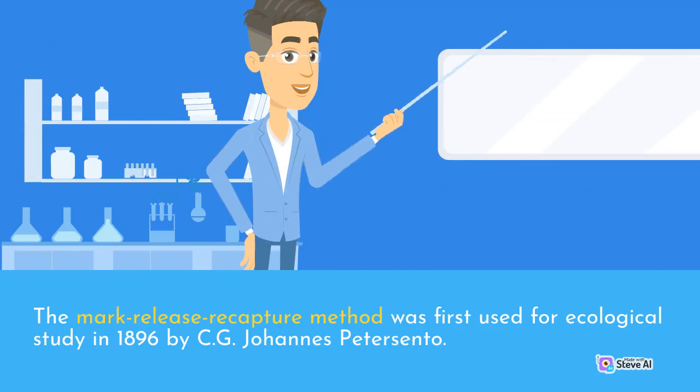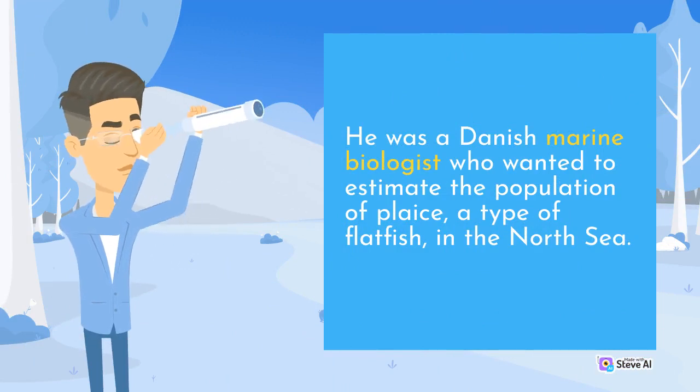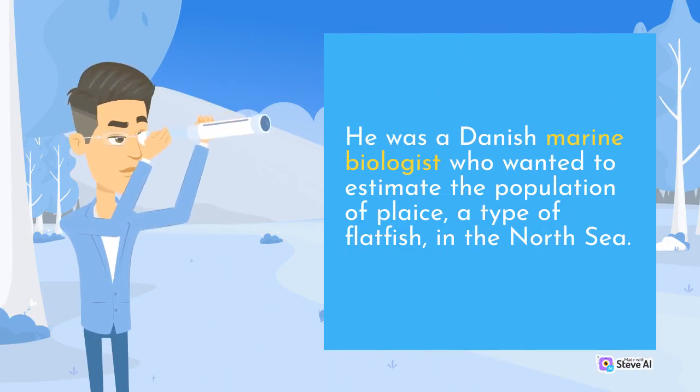The Mark-Release-Recapture method was first used for ecological study in 1896 by C.G. Johannes Petersen. He was a Danish marine biologist who wanted to estimate the population of plaice, a type of flatfish in the North Sea.